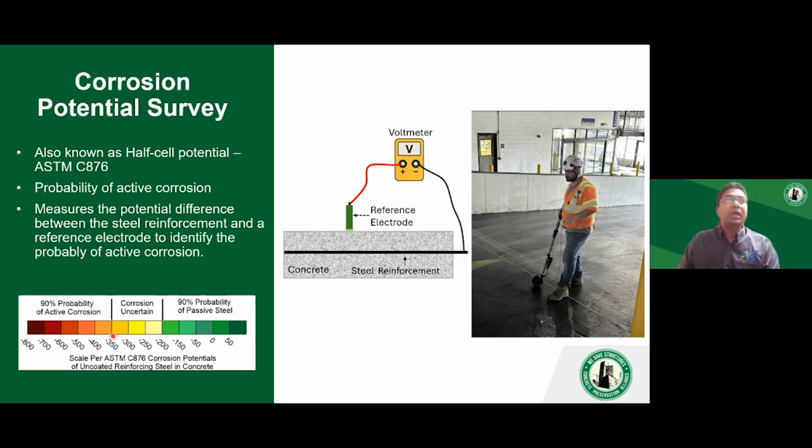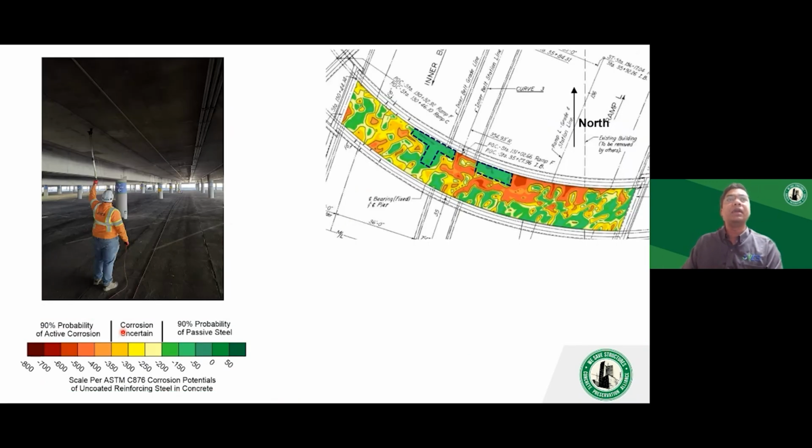So if you're reading a potential difference of negative 350 or more negative, it means you have a high likelihood of active corrosion, meaning your steel is actively corroding. If your potentials are more positive than negative 200, it means your steel is passive and it's not corroding. Anything between negative 200 and negative 350 is an uncertain area where we cannot say for sure if it's active or passive. So corrosion potential survey can result in heat maps, something like this.